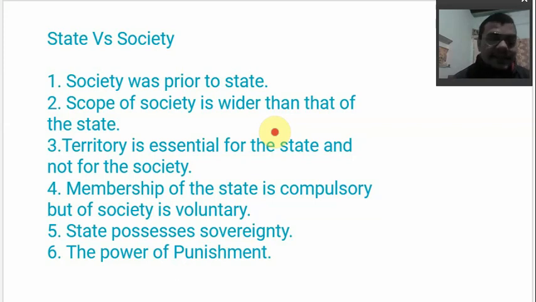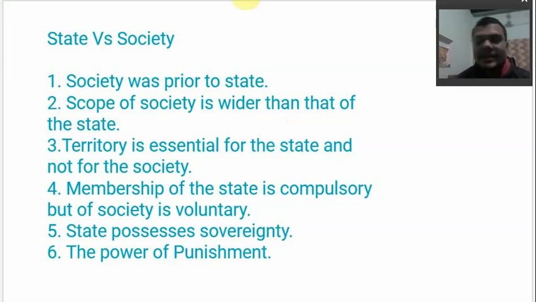And the fifth thing is, again, the state possesses sovereignty. We also learned this in the previous slide. The state has ultimate power, society doesn't have ultimate power. And the power of punishment: if anyone breaks the rule of the state, then the state can punish him, but the society cannot actually punish him. And even if the society tries to punish, it will be illegal. The best the society can do is to criticize, put some kind of moral pressure, or declare something unethical, but it is the ultimate and sole power of the state to punish somebody and declare something illegal. So the power of punishment is also one of the factors that distinguish between state and society.